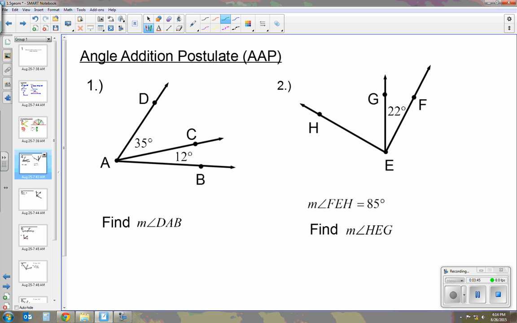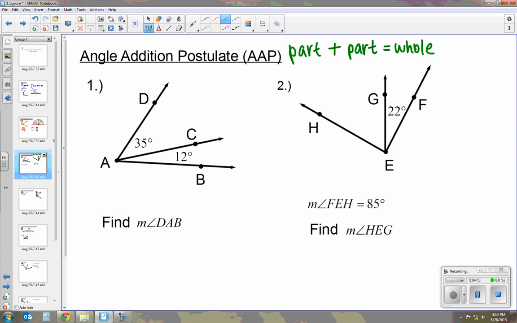All right. Let's talk about the angle addition postulate. Now, the angle addition postulate is very similar to the segment addition postulate. And the segment addition postulate and the angle addition postulate has the same concept. We can take a part plus a part, and it will equal the whole thing. Part plus part equals whole. So we can use that looking at number 1.